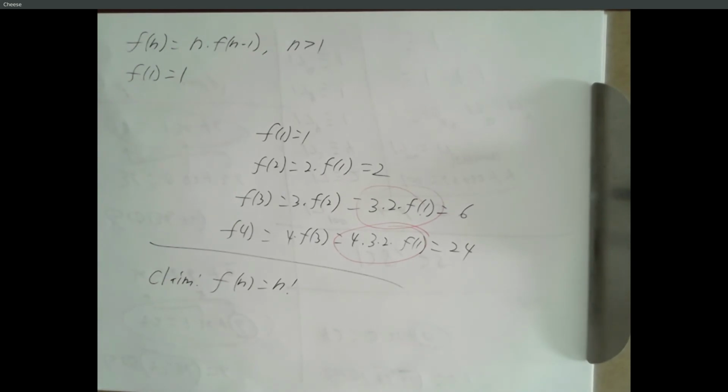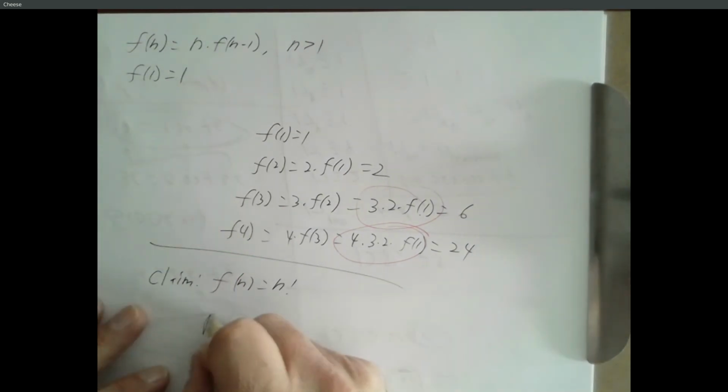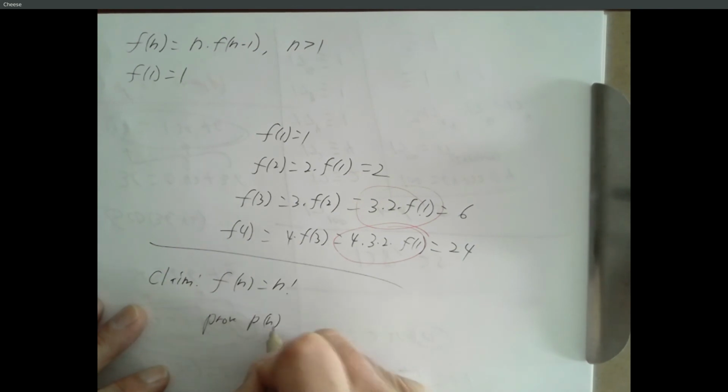Our base case is P of 1. Is f of 1 equal to 1 factorial? Yes, because we've been told that. And then we need to prove that P of n implies P of n plus 1.